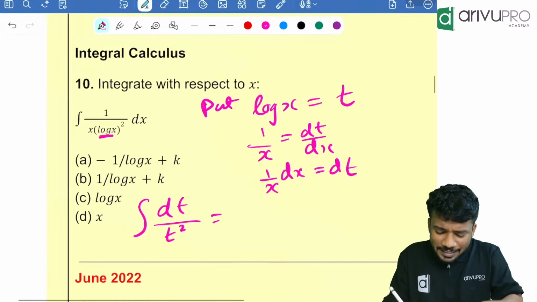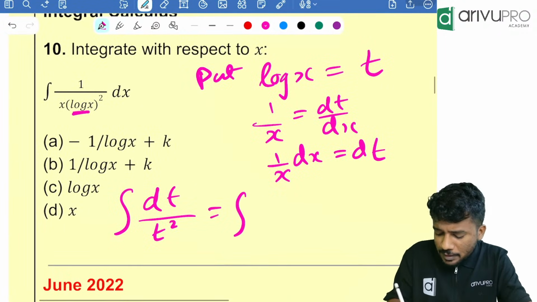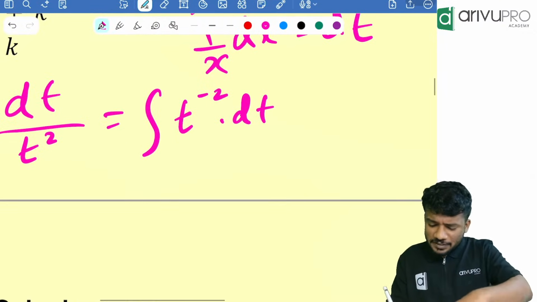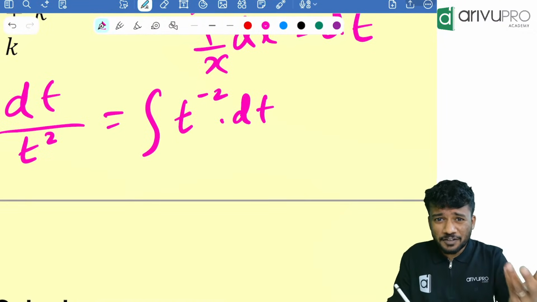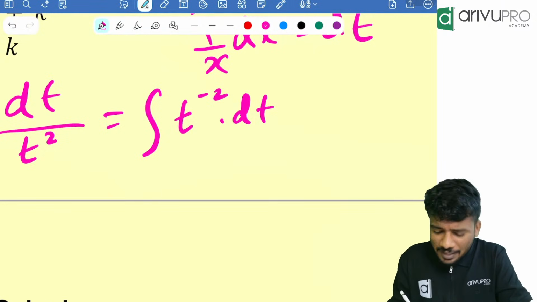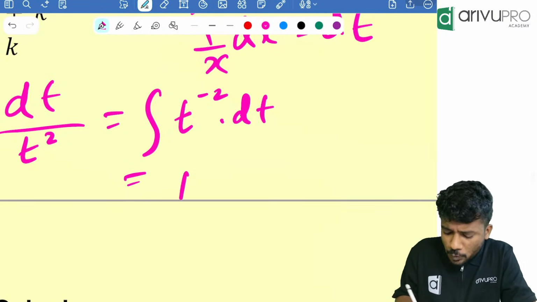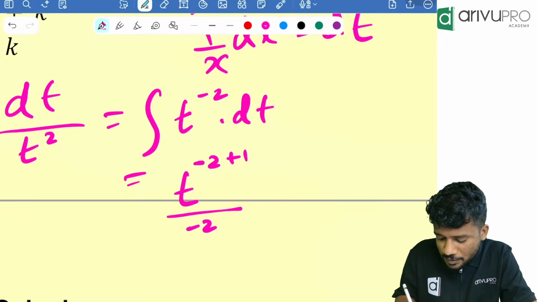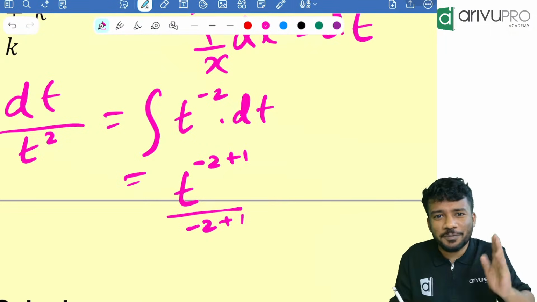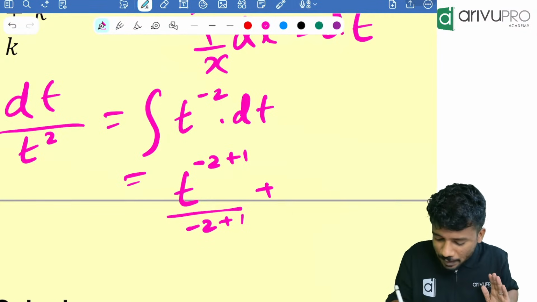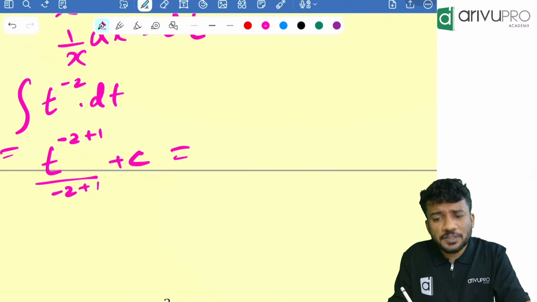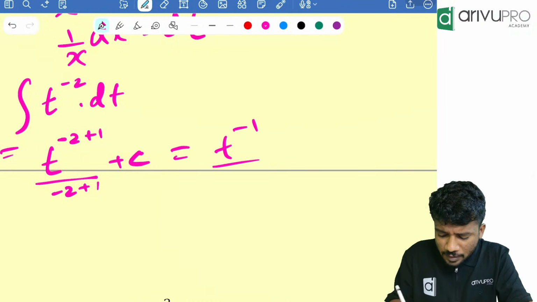Now, I will rewrite it. Can I write it as t raised to minus 2 dt? Yes. What is the integral of this? We know the general form, right? Instead of x, t is sitting there. So it is t raised to minus 2 plus 1 divided by minus 2 plus 1, the x raised to n formula. The same formula we are using here. Plus c. Now people, what is t raised to minus 2 plus 1? That is t raised to minus 1 divided by minus 1 plus c. That is nothing but what?